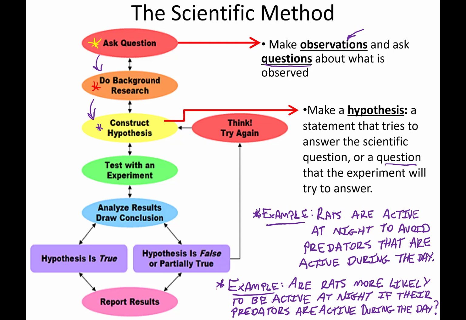After we've constructed our hypothesis, we'll design an experiment to test it. And we'll talk about that experimental design in the next couple of slides. That experiment is going to yield data, results. We then have to analyze those results and see if we can draw conclusions from them, see if we can interpret what they're telling us. Now there are two possible outcomes that can come from that analysis.